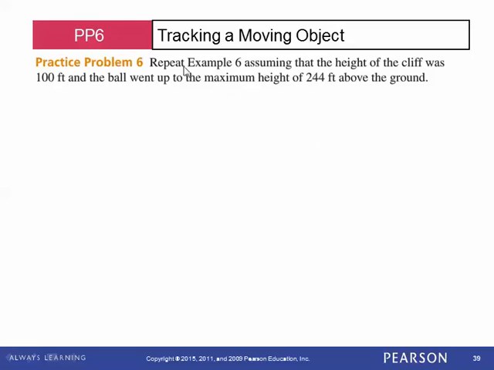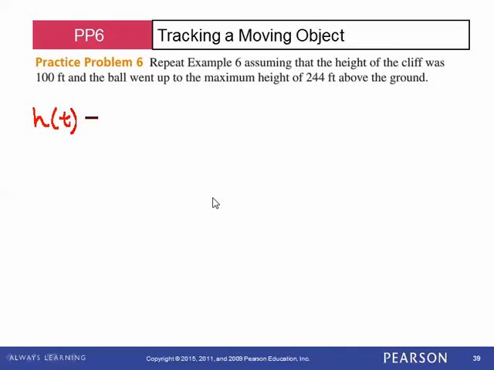All right, repeat example 6, assuming that the height of the cliff was 100 feet, so twice as high now, and the ball reached a maximum height of 244 feet above the ground. All right, let's go for it.